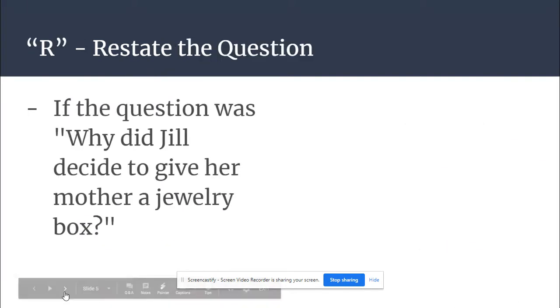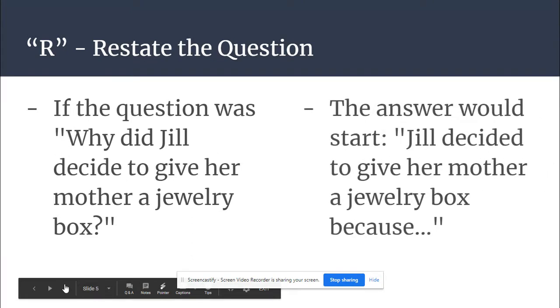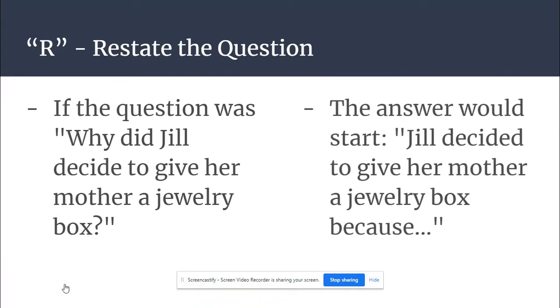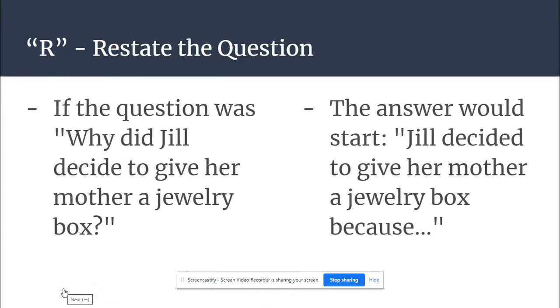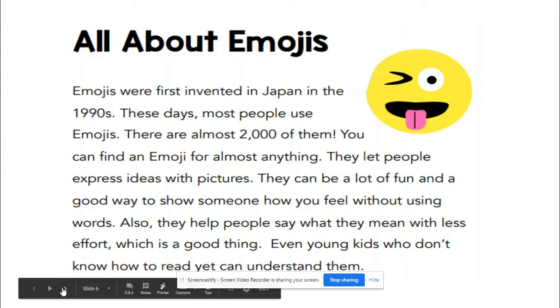So what we're going to be focusing on for this first lesson is this idea of restating the question. For example, if the question was, why did Jill decide to give her mother a jewelry box? Restating the question in the answer would go like this: Jill decided to give her mother a jewelry box because. So it takes the main part of the sentence, Jill giving her mother a jewelry box, and restates it and prepares the rest of the sentence to have evidence to support the claim. So what we're going to be doing today, like I said, is just focusing on this restating the question part of RACE.